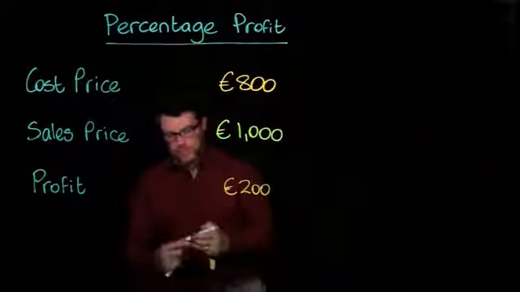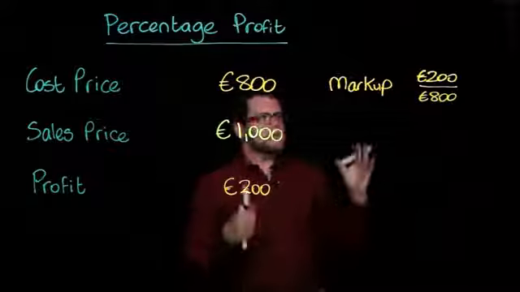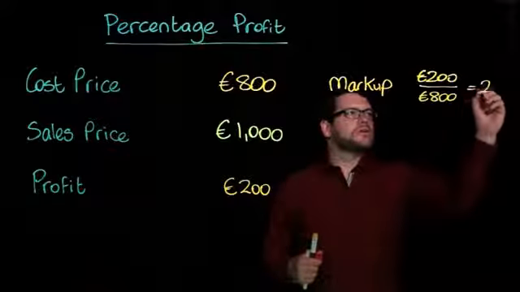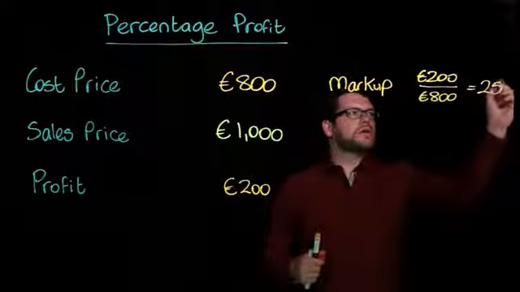With that, we need to deal with whether they're talking about markup or margin. Markup comes from the cost price. So markup, we would calculate using the profit, €200, over the €800 cost price, which we can work out straight away is 25%. The markup in this case is 25%.